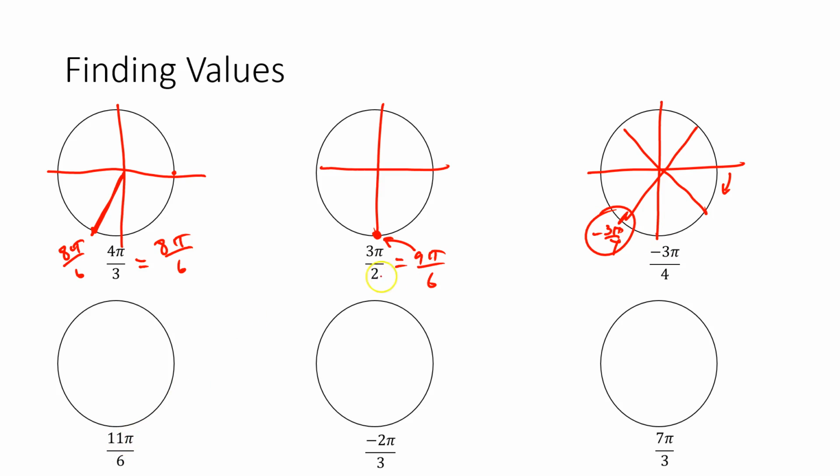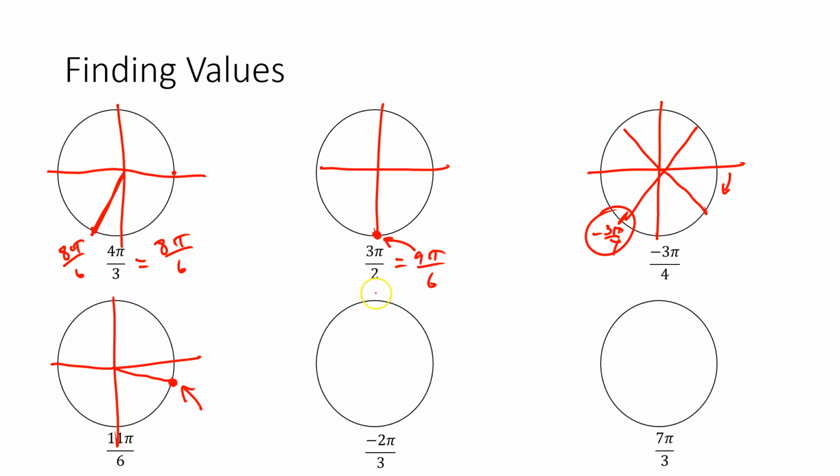11 pi over 6. Don't even have to change it like we did for the first two. So for 11, I should go 1, 2, 3, 4, 5, 6, 7, 8, 9, 10. 11 is going to happen right here before we get all the way around to 2 pi. So that's where 11 pi over 6 would get us right there.